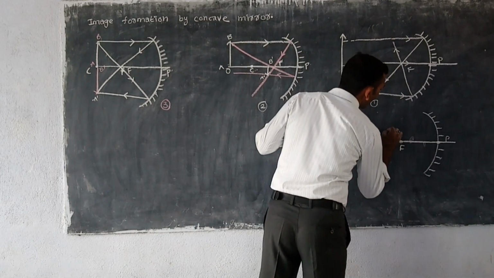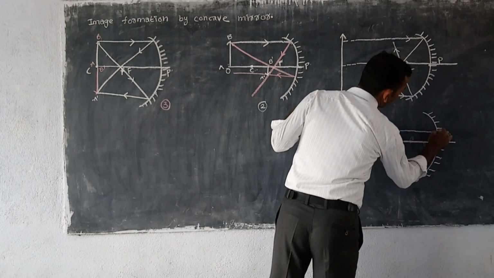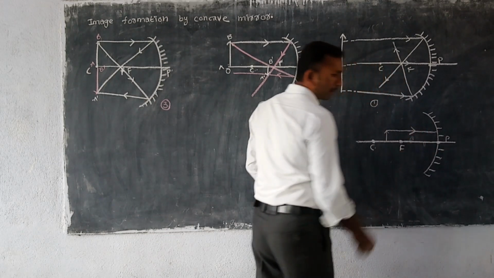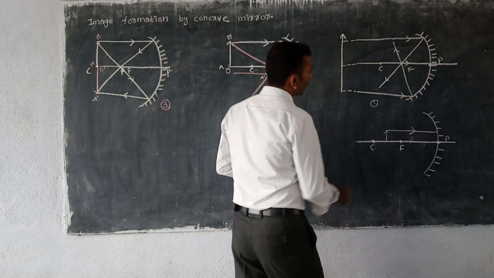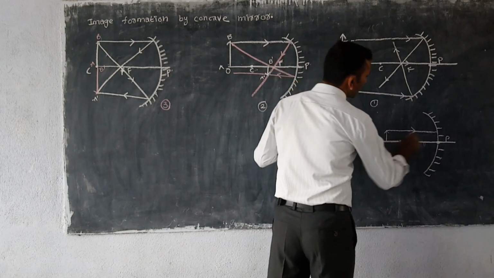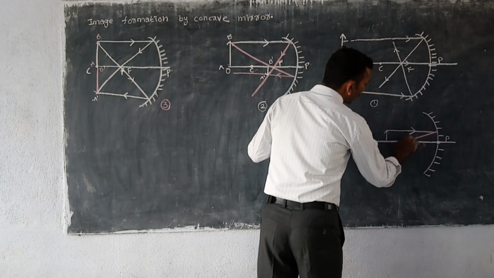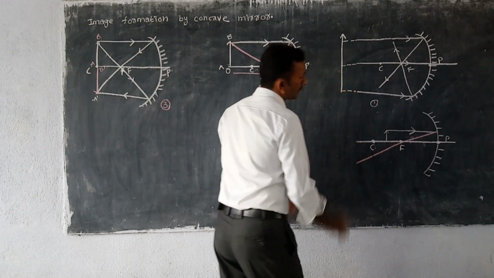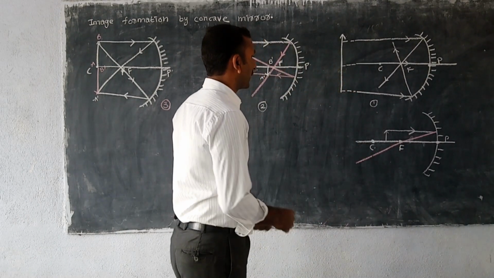First, which type of light ray are we taking? Parallel light ray, which is going parallel to the principal axis. After incidence, it is going through the focal point.